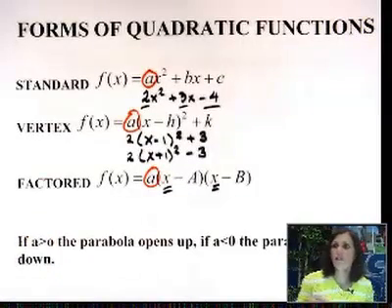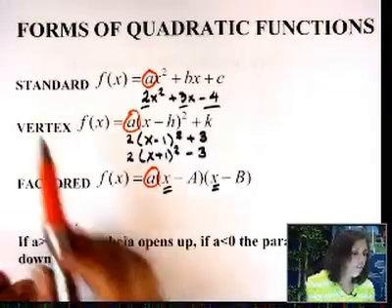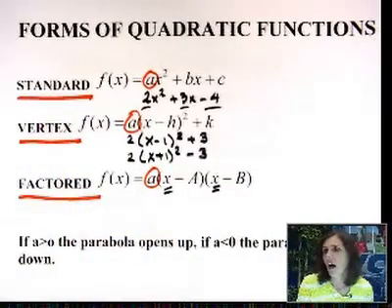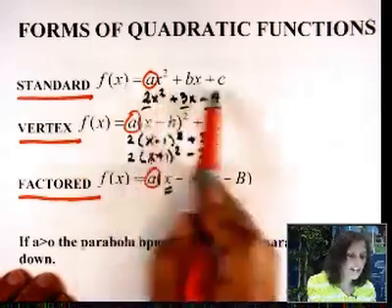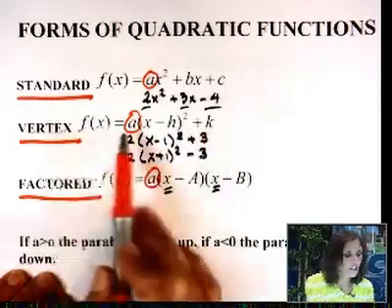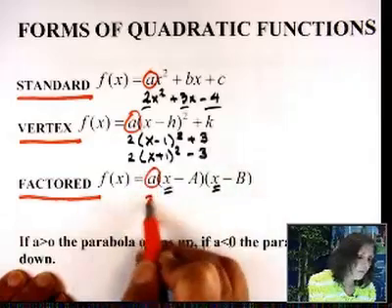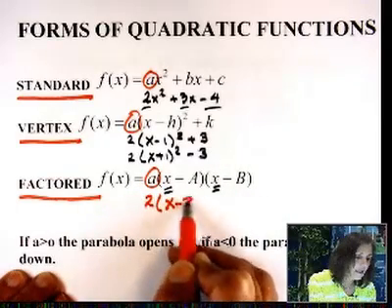You have the quadratic functions in three forms: standard form, vertex form, and factored form. The standard form looks like this. Here's an example. The vertex form looks like this. Here are two examples. And the factored form will be something like that.